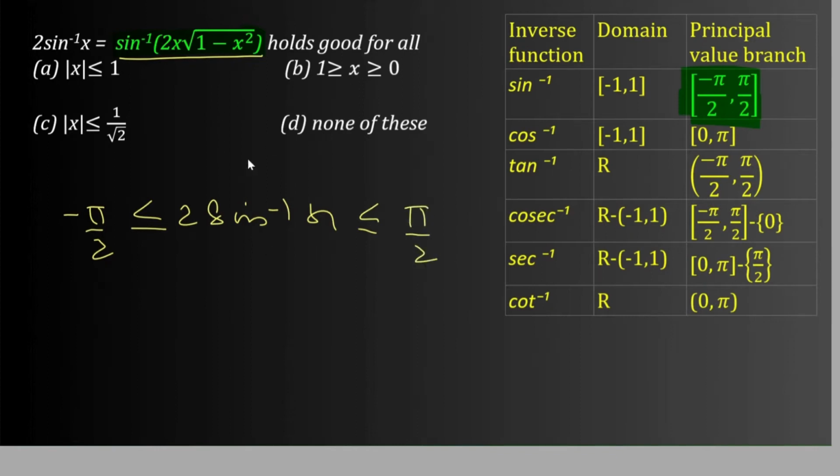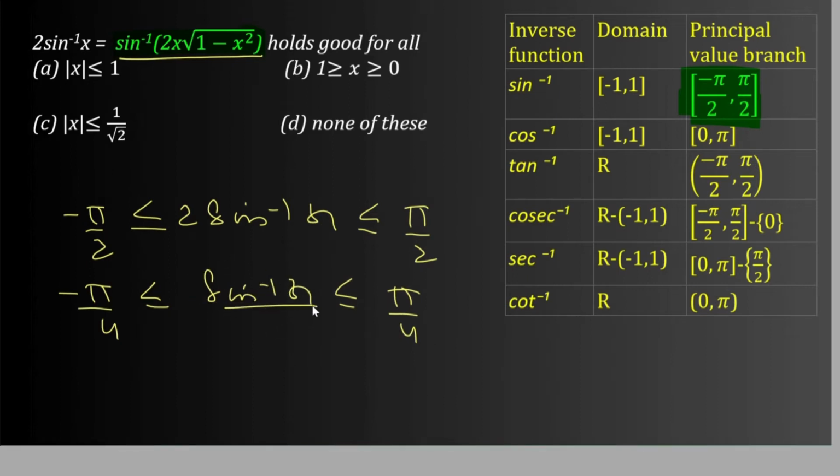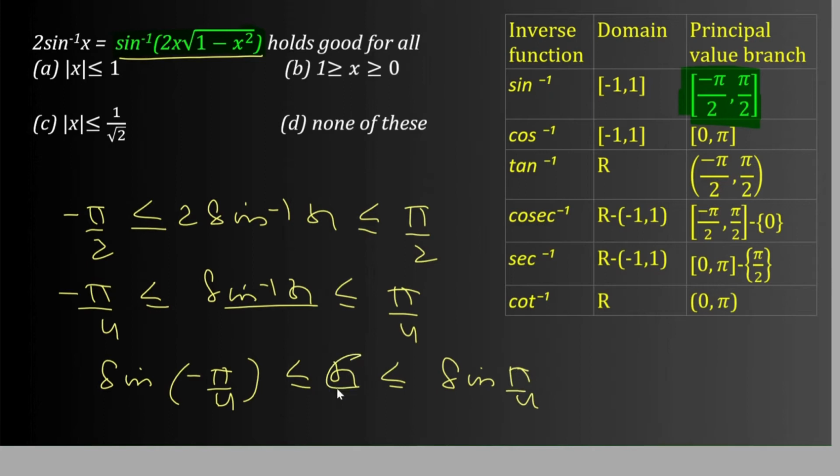Now check, we have to get the value of x. So first I am going to divide all sides by 2. So it will give you minus pi by 4, by dividing with 2, and dividing this by 2 is pi by 4. Now if this is what we have, then if sine inverse x is this, then what is x equal to? Can I say that this is sine minus pi by 4 less than or equal to x? And similarly on the other side, on transposing sine inverse to the other side, it is sine pi by 4.